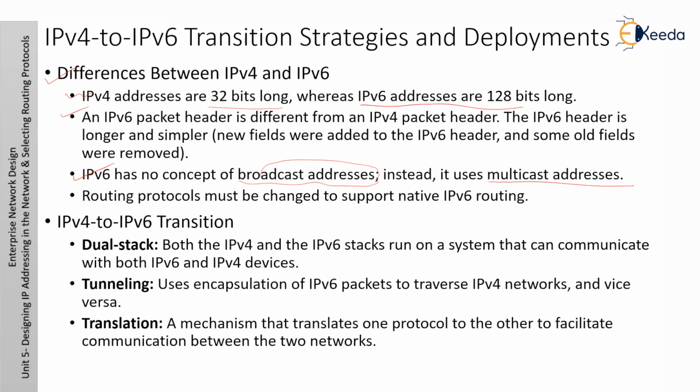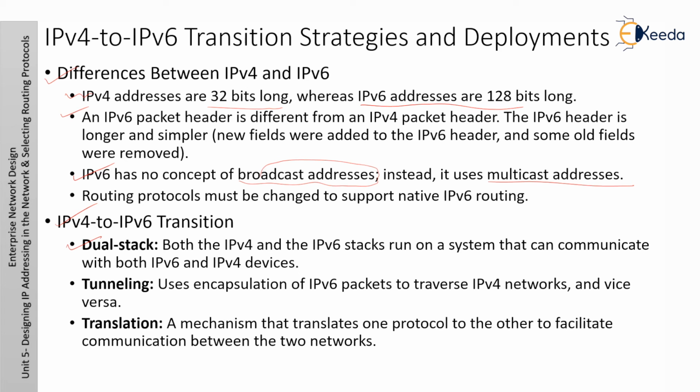Routing protocols must be changed to support native IP version 6 routing. Now come to IP version 4 to IP version 6 translation or transition. The transition from IP version 4 to IP version 6 will take several years because of the high cost of upgrading equipment. In the meantime, IP version 4 and IP version 6 must coexist. There are three primary mechanisms for transition from IP version 4 to IP version 6.